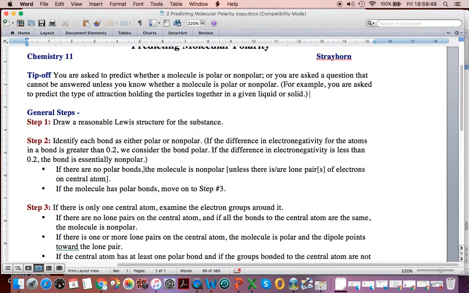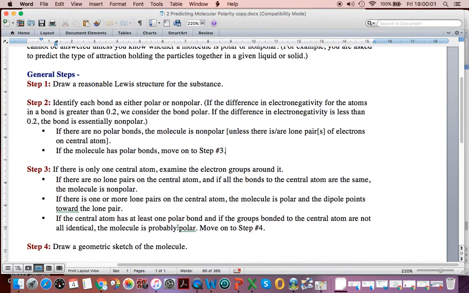It says if there are no polar bonds, the molecule is nonpolar unless there are lone pairs of electrons on the central atom. So that means it's not a parent shape. If the molecule has polar bonds, then you have to go to step 3. If there's only one central atom, you want to look at what the electrons are doing around the central atom. So if all the bonds around the central atom are the same and there's no lone pair, that's another way of saying it's a parent shape. The molecule is nonpolar.